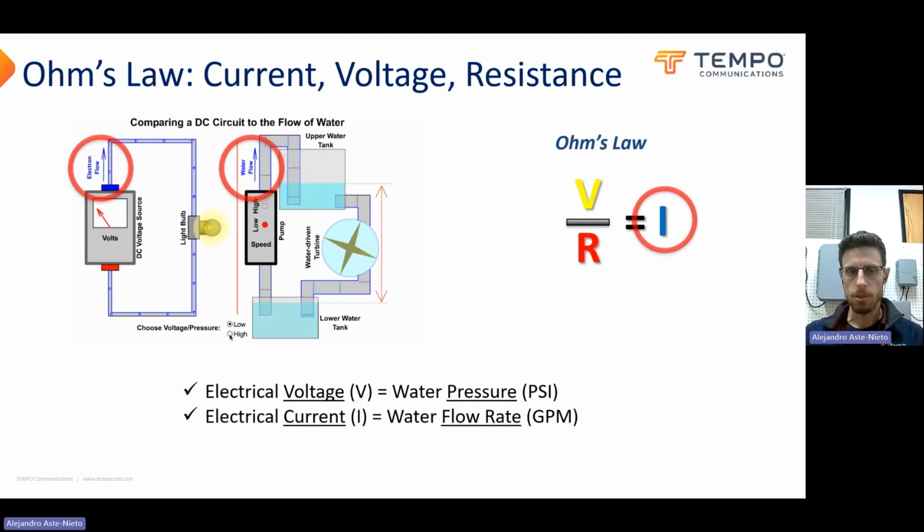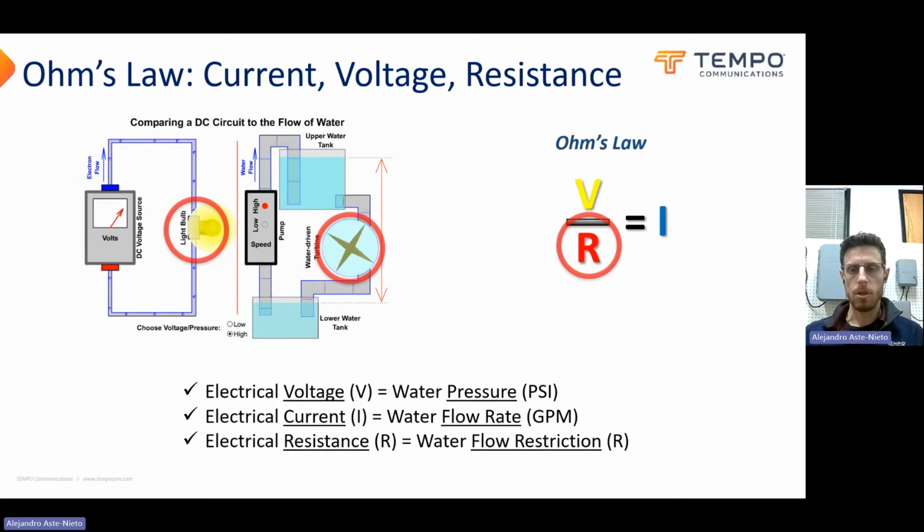Voltage you measure in volts. Current you measure in amperes. We call it amps for short. So the measure of current is the amperage. And then when it comes to resistance, resistance in electricity is like flow restriction in a water hydraulic kind of a sense.